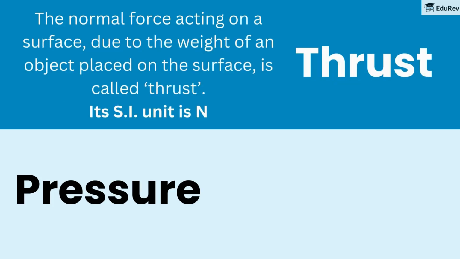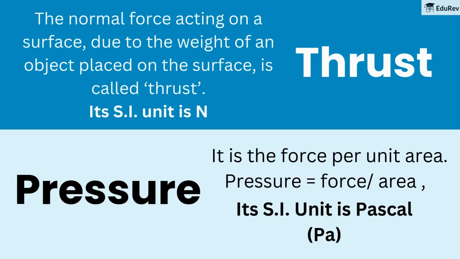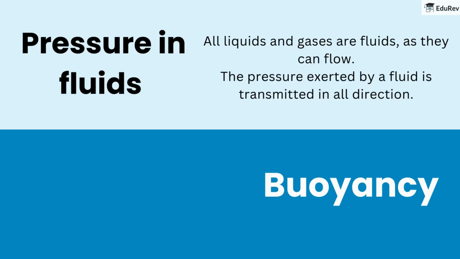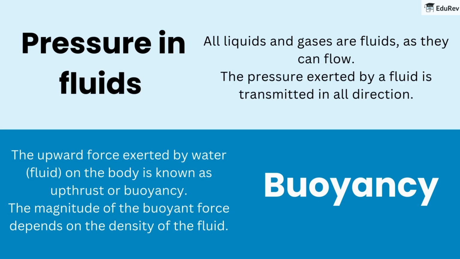Weight can change from one place to another or from one planet to another. Its unit is the Newton, N. The normal force acting on a surface due to the weight of an object placed on that surface is called thrust. Its unit is the Newton, N. Pressure is the force per unit area, and its unit is the Pascal, Pa. All liquids and gases are considered fluids because they can flow. The pressure exerted by a fluid is transmitted in all directions. The upward force exerted by a fluid on a body is known as upthrust or buoyancy. The magnitude of the buoyant force depends on the density of the fluid.